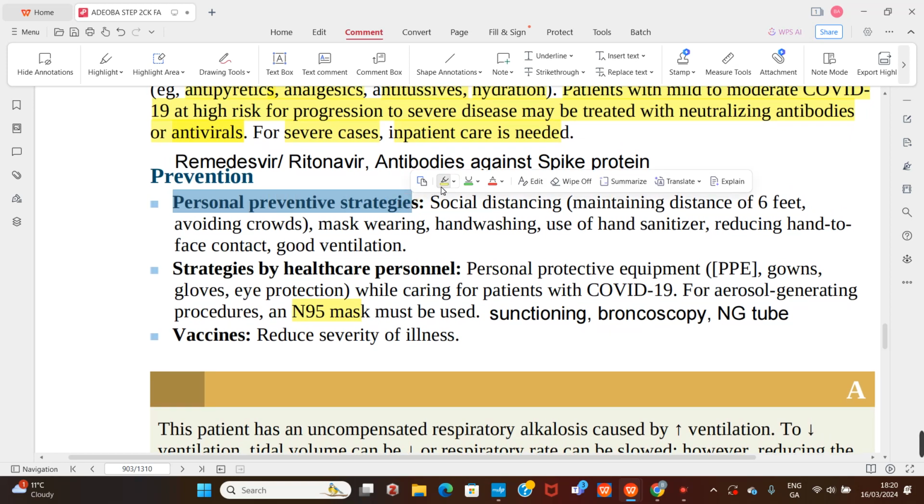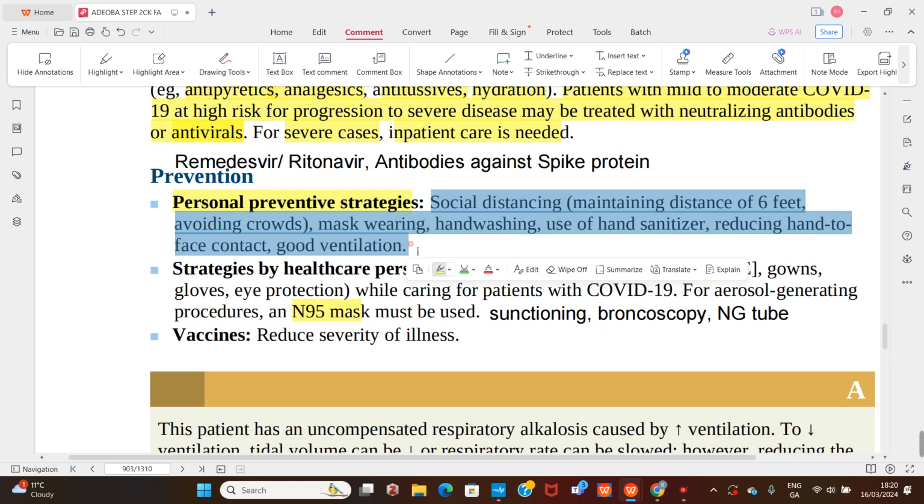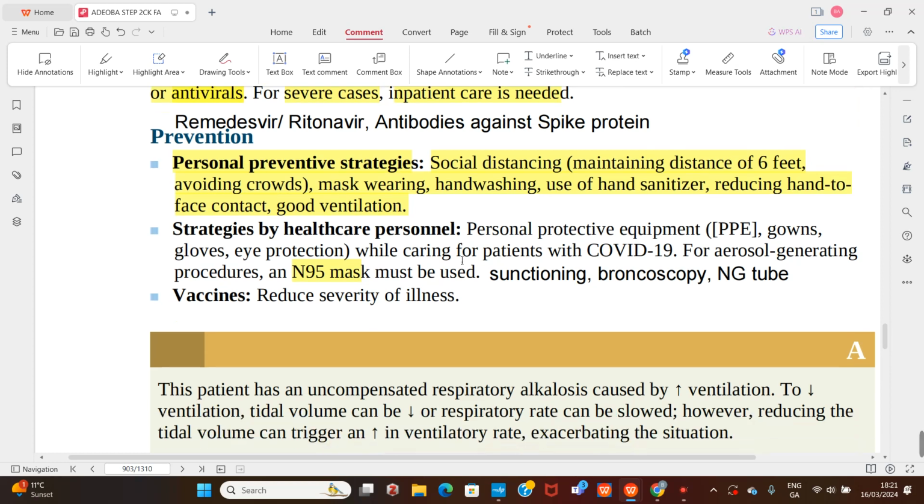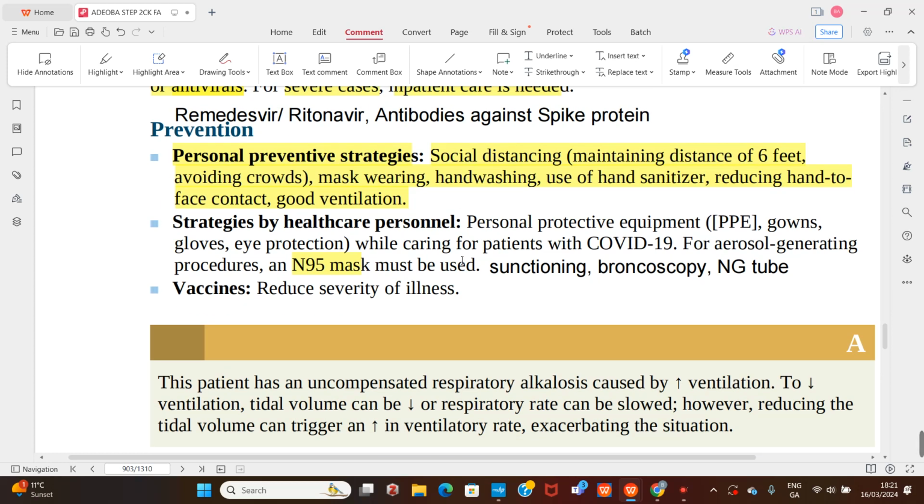Preventive strategies. We already know this. We did it a lot in 2020, 2021. Social distancing, 6 feet, wear your mask, don't shake hands, wash your hands. When you shake hands or when you touch people, touch surfaces, use your hand sanitizer, reduce hand-to-face contact, good ventilation in our homes. Preventive strategies. These are things we can think about. They're not really highfalutin stuff. So strategies for the healthcare personnel.